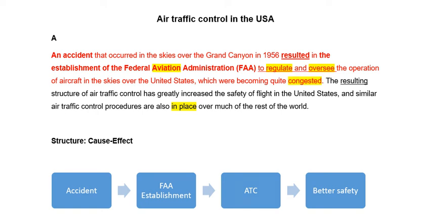In this video, we will look again at one of the readings that we did in class, Air Traffic Control in the USA. We will try to look again at the structure of the reading and, more importantly, to learn some new vocabulary words that you can actually take from this passage to put in your speaking and writing to boost your lexical resource score.